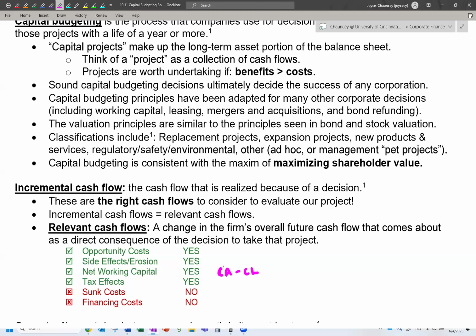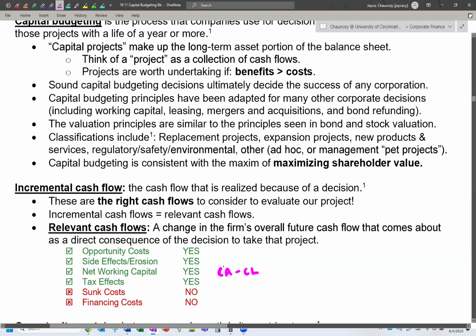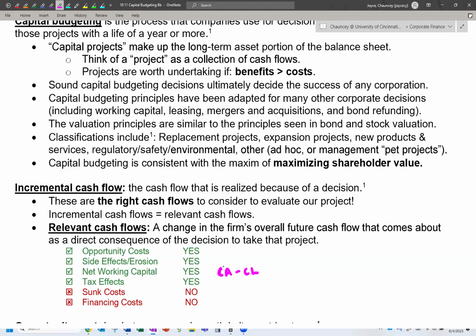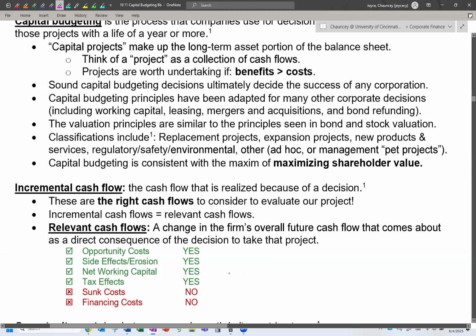So that's a big piece of net working capital because you have to stock all the shelves of all your product, fill the pipeline, and then you can start making sales after you've invested in all that net working capital initially. Tax effects, you better believe those impact cash flows. Those are relevant. Sunk costs, these are hard to ignore, but we actually say in finance you should ignore them.